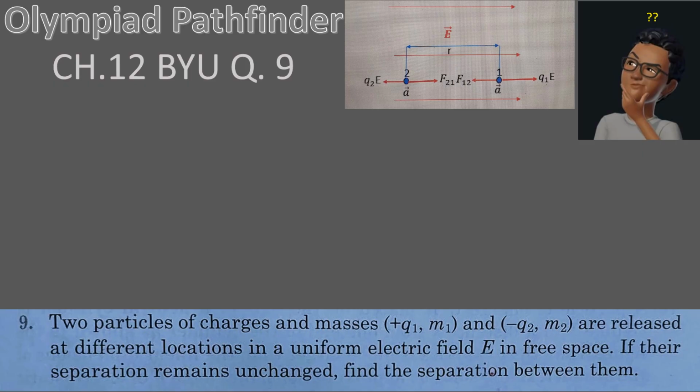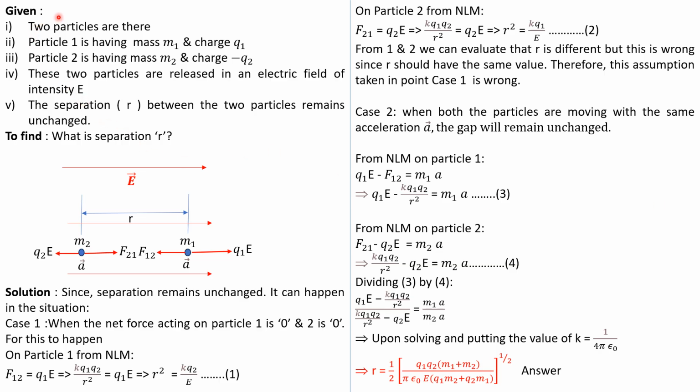Let us solve this question. The question given is two particles. One is this, one is this. Particle 1 is having mass m1 and charge q1. Similarly, particle 2 has mass m2 and charge q2 in modulus. These two particles are released in an electric field of intensity E. So what will be the separation R? This we need to find out.